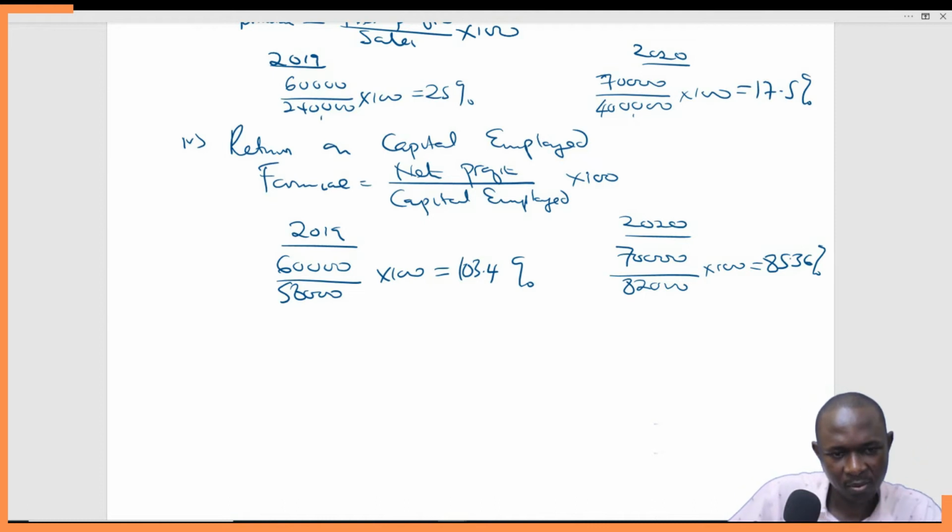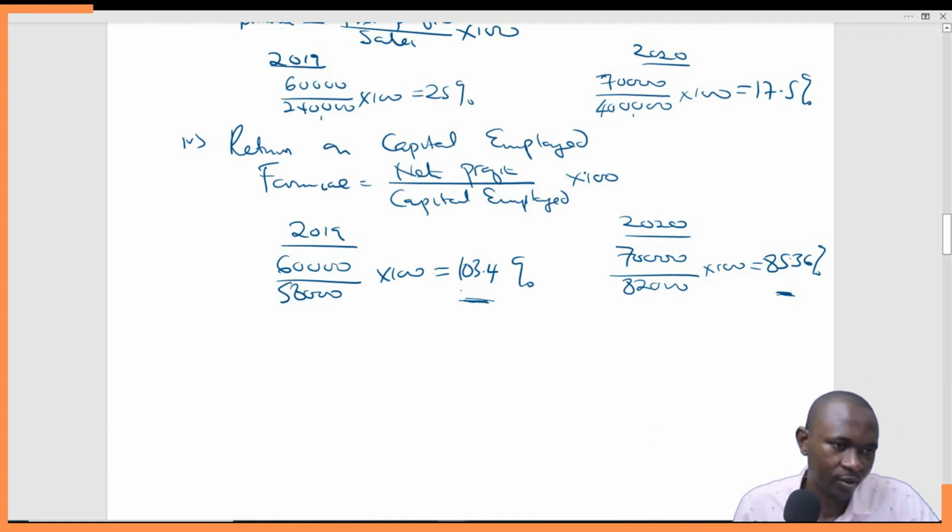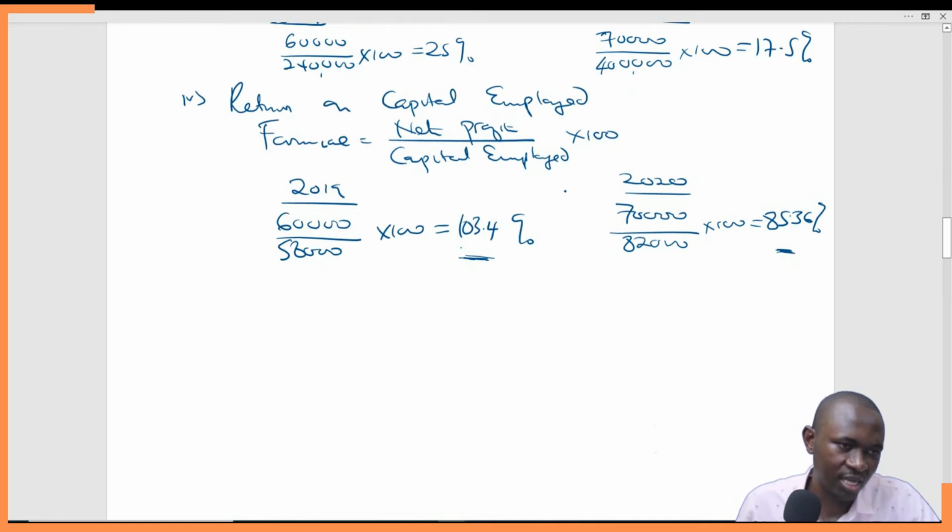So our return on capital employed in 2019 was 103.4. In 2020 we underperformed compared to 2019 and dropped to 85.36. Return on capital employed shows how much the capital that has been employed by the business is giving us good returns, basically the rate of return that the capital employed is giving us back.